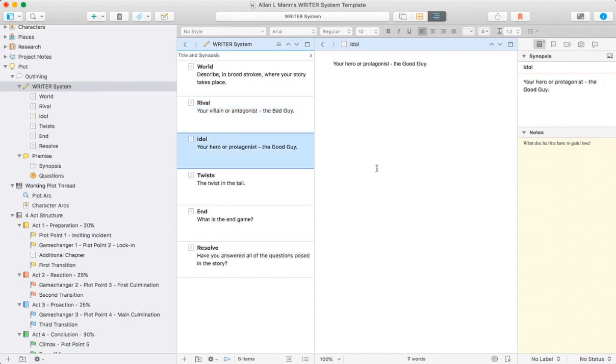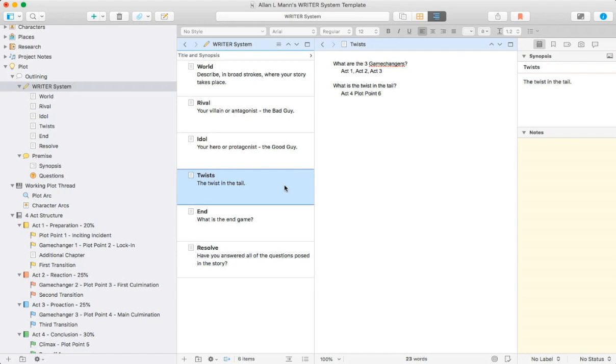I for idol. So your hero, the good guy, the protagonist, the center of the story. Again, just outline who this person is. Has to be believable, probably has a lot of faults. Again, there's going to be some conflict there. There's going to be conflict with the antagonist, the bad guy, the rival, but there's also going to be some internal conflict. So just put down your thoughts here. And again, these are all broad brush strokes.